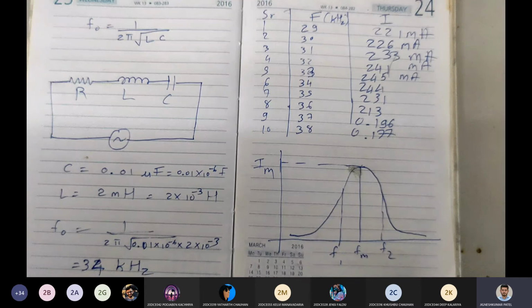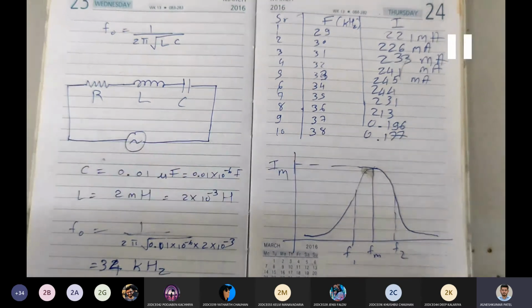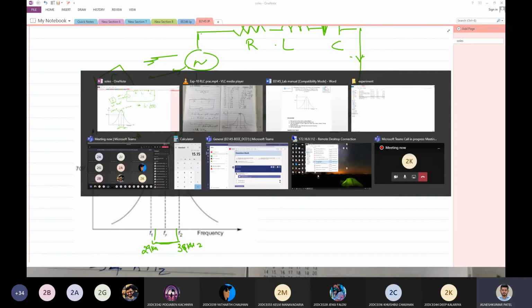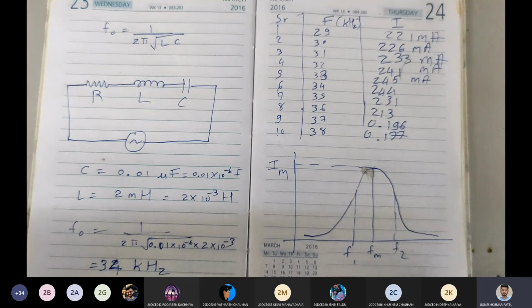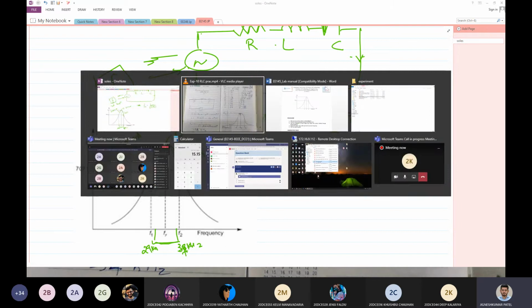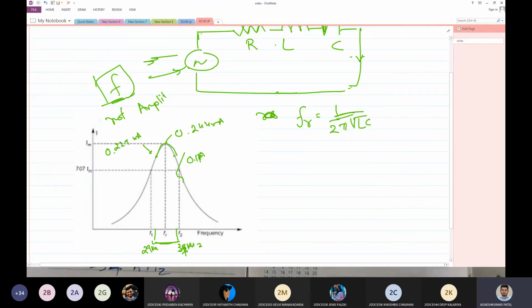Okay, let me write it down. It's 221 on 29. Okay, so let us say this is 229, and the other one was, let us say, 213, or 37, 38 is 0.177. So this is 37, and here I have 0.177 milliamperes. So this is a very narrow range. That's why we get this kind of response. This is just the top of the curve that we have assumed.